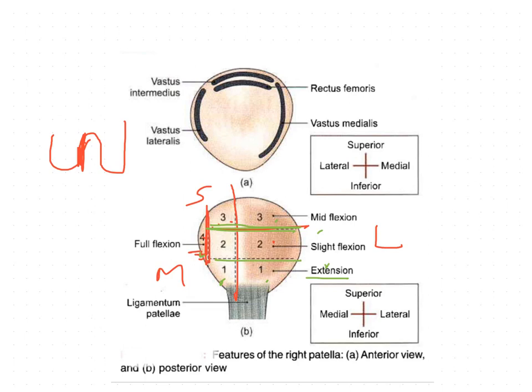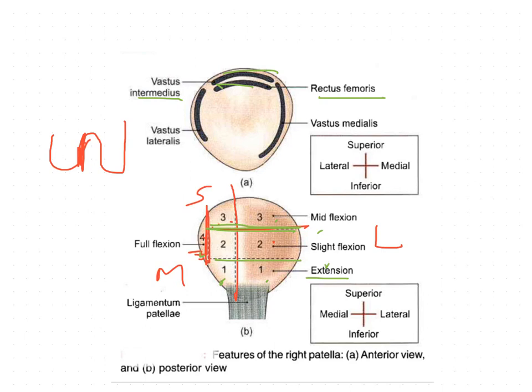Okay, now we will move on to the attachments on the patella. Okay, so now we will see the superior border. So normally the superior border is thick. It gives attachment to the part of the quadriceps femoris which is derived from rectus femoris and vastus intermedius. So this will give attachment to the rectus femoris and vastus intermedius.